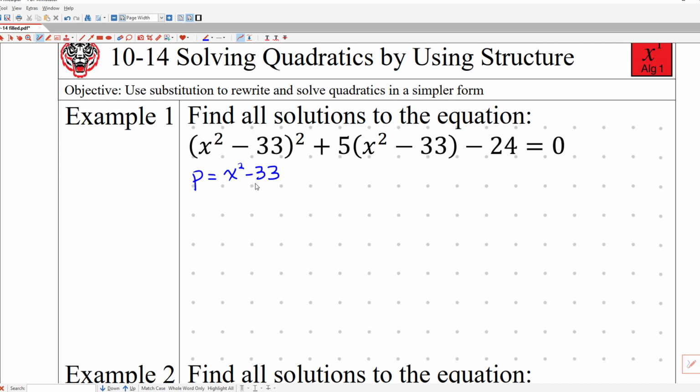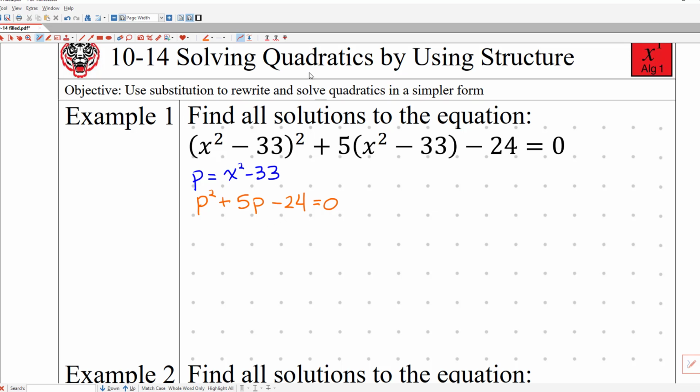If I do that substitution, if I rewrite this equation, it will look like, okay, well, this entire thing now is p, so I'm going to write p squared plus 5 times p, so plus 5p, and then minus 24. There's no substitution that I can do there, so I'm just going to leave it as minus 24, and say that's equal to 0. Okay, well, that's a much simpler quadratic to solve, and we've seen how to do that before.